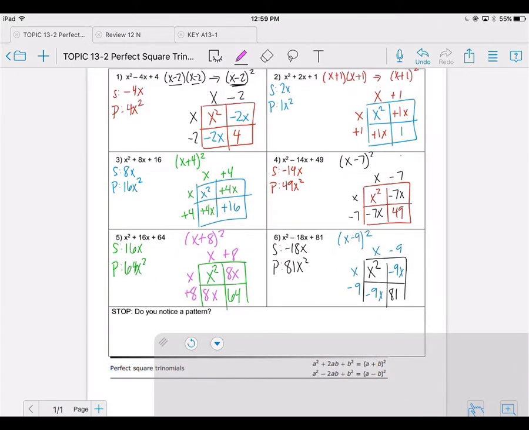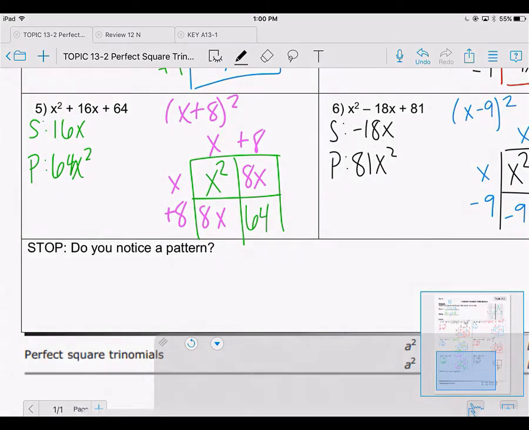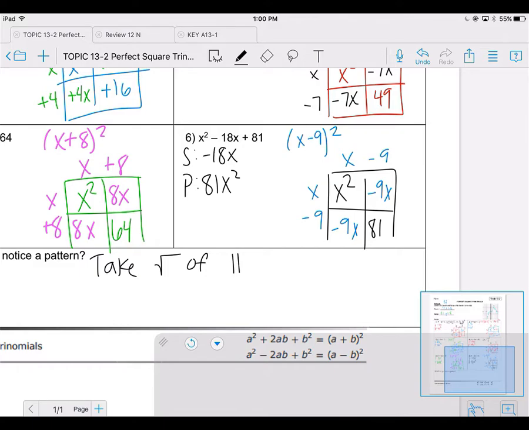So do you notice a pattern? All of these had x plus or minus a number squared as our final answer. So let's see if we can come up with a pattern. Here we started with 4, ended up with 2. Here we started with 1, got 1. 16 to 4, 49 to 7, 64 to 8, and 81 to 9. So what it's looking like is we can take the square root of our numbered term.